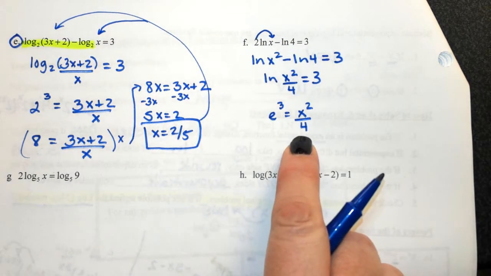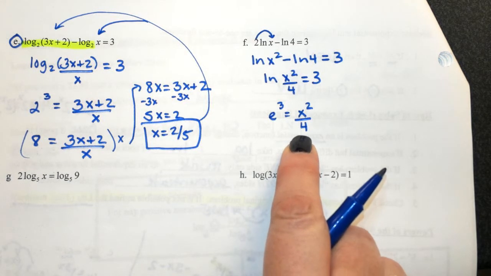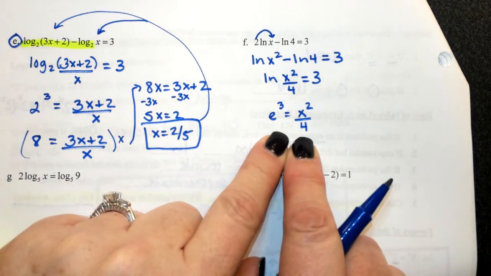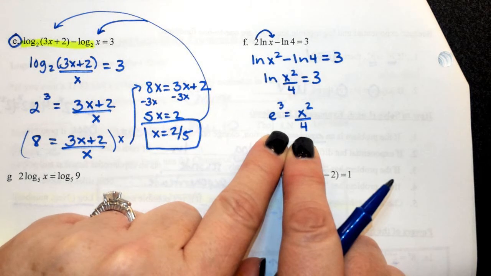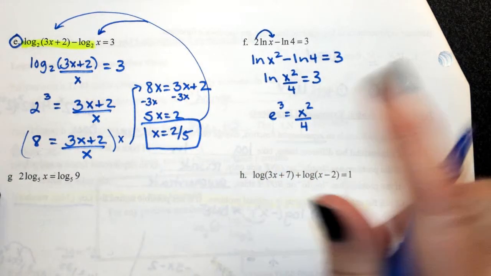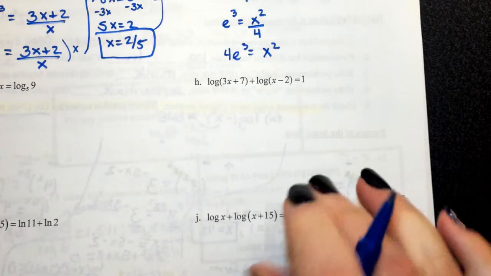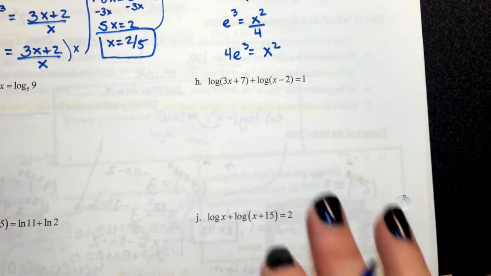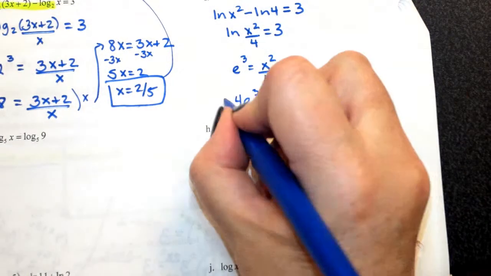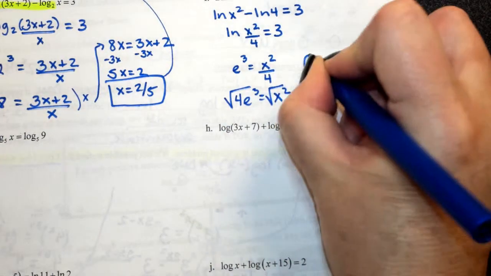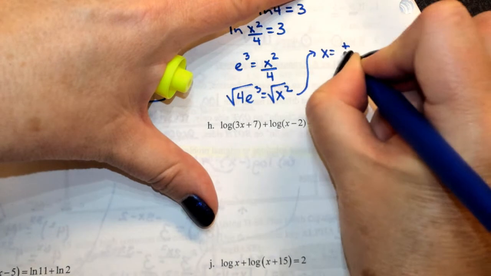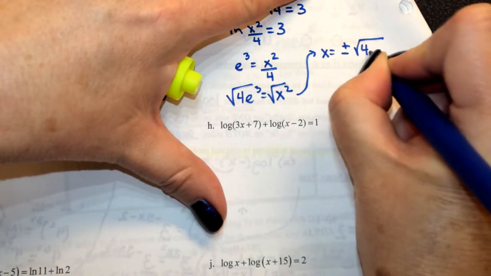Remember, e is a number. So we're not solving for e, we're solving for x. What's going to be the first step to solve for x? I'm going to have to do what to both sides? Times 4. So 4e to the third is equal to x squared. Then what can I do to both sides? I can take the square root. So then x is equal to plus or minus the square root of 4e to the third.